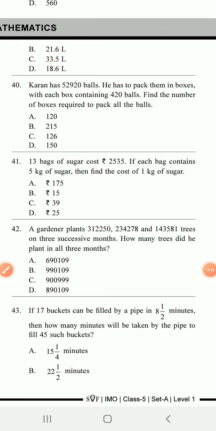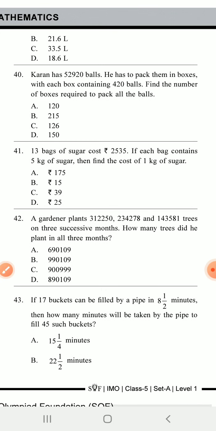41. 13 bags of sugar cost rupees 2535. If each bag contains 5 kg of sugar, then find the cost of 1 kg of sugar. So 2535 divided by 13, then you get the value of 1 bag. So 1 bag contains 5 kg. So that is the value of 5 kg, and for 1 kg, divide that value by 5. You can get the answer, 41. 41C is the answer.